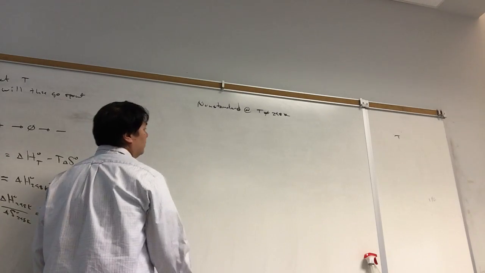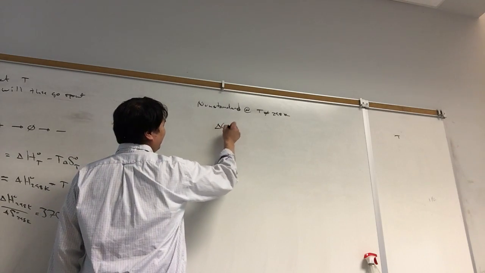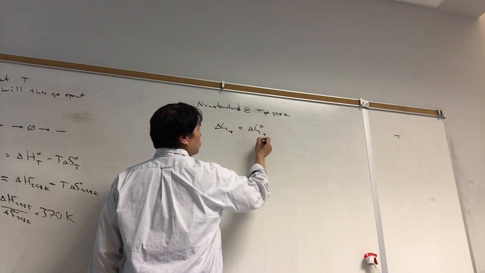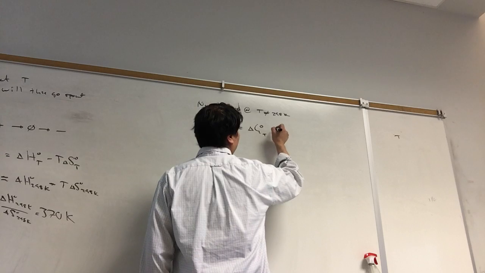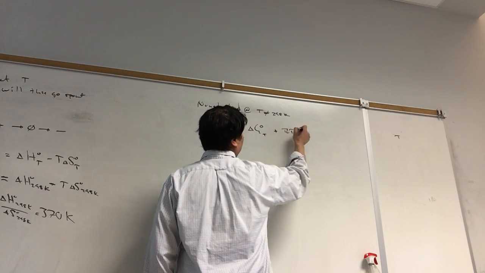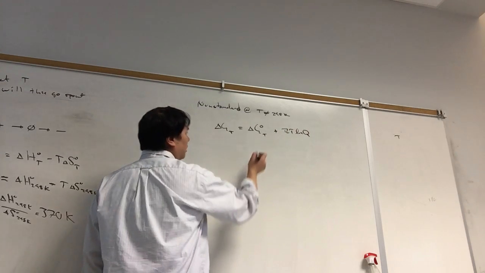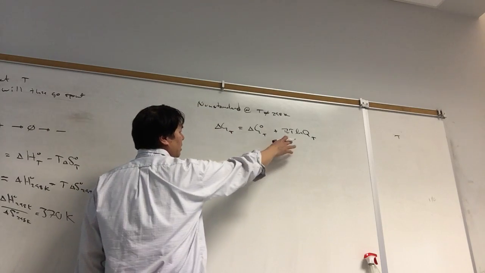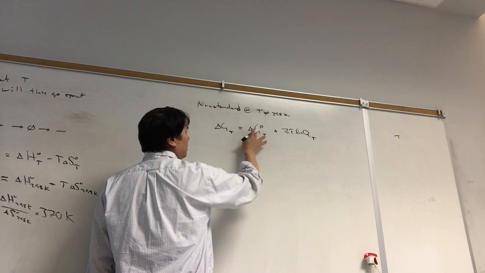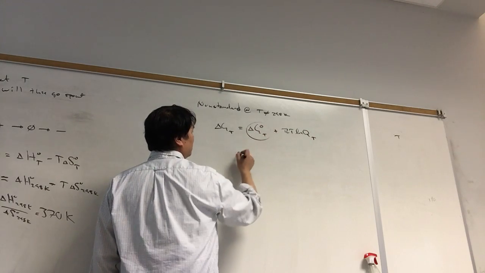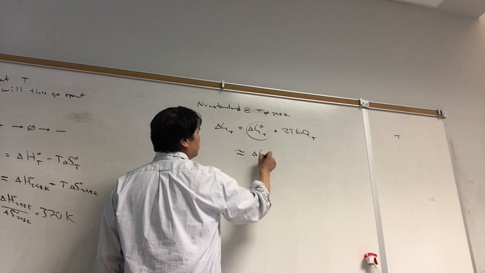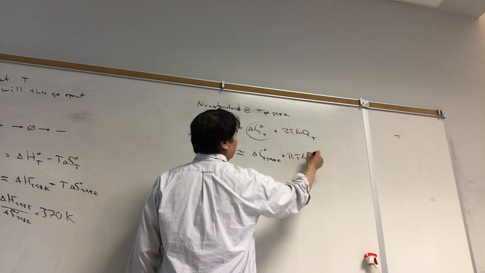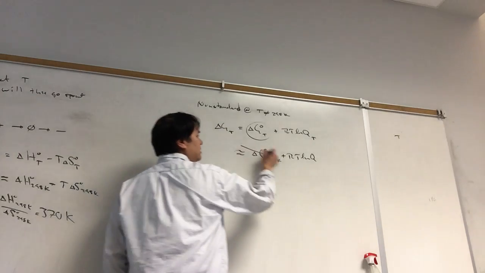All right, when we go to non-standard, not at 298, then we have to have delta G at some temperature T, which means we need delta G naught at temperature T, plus RT ln of Q. Now, we need Q at that temperature too, but that's not a problem because that's just a given. So can I say that this is about equal to delta G naught at 298 Kelvin plus RT ln of Q? No, this does not work.